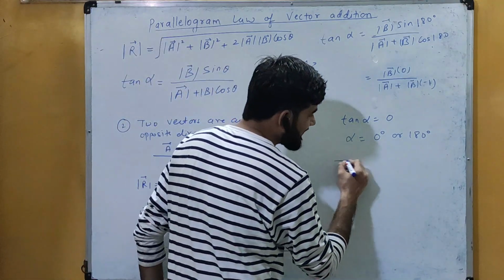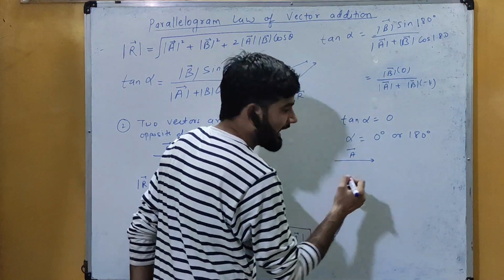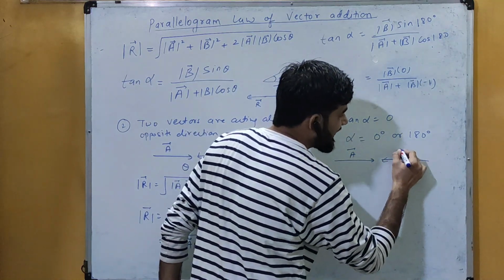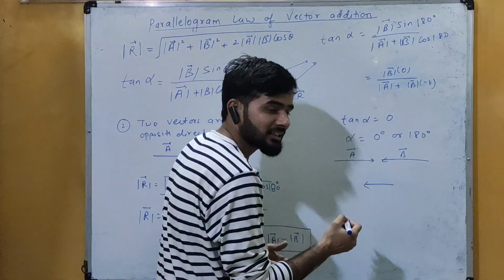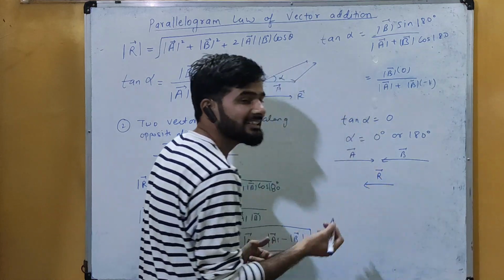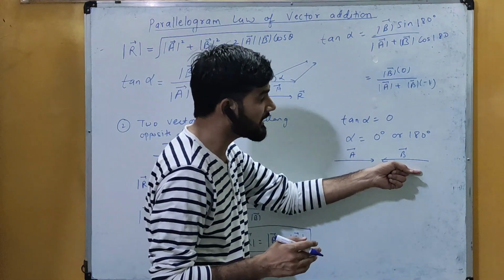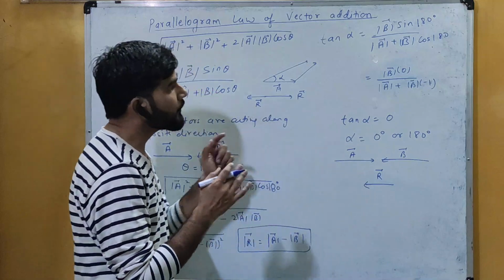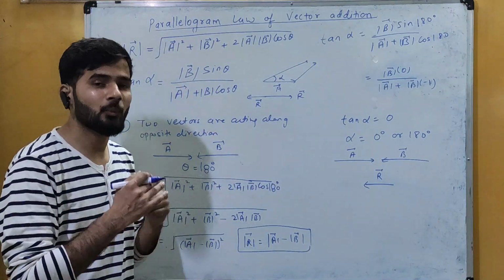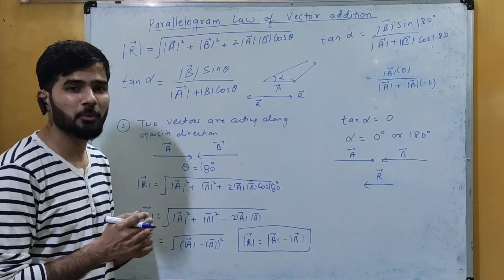So in terms of vectors, I have vector A and I have vector B which is acting in the exactly opposite direction. The resultant vector R will be along the direction in which we have the bigger vector. So this is how we can find the resultant vector when the two vectors are acting in the opposite direction.